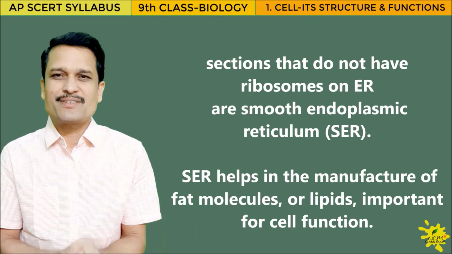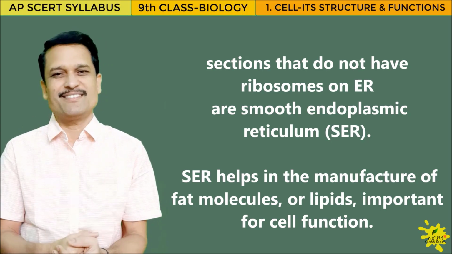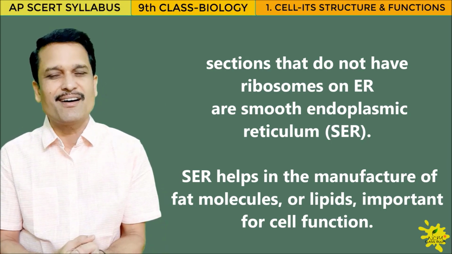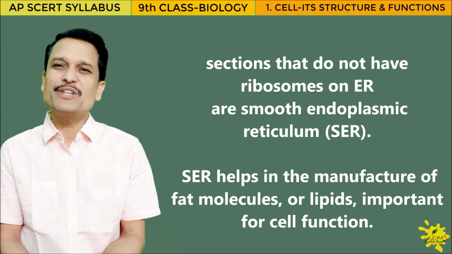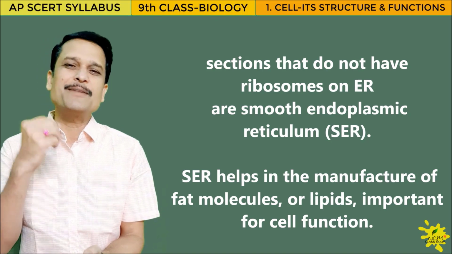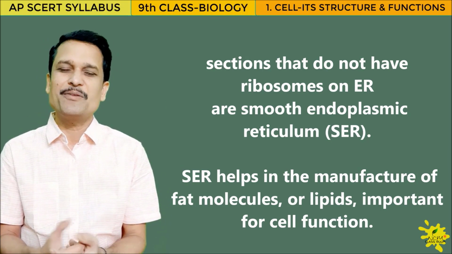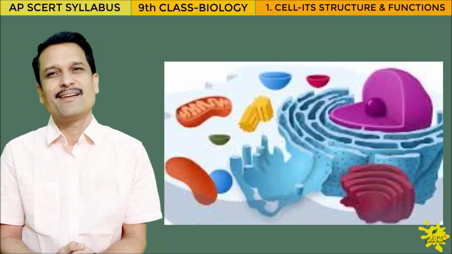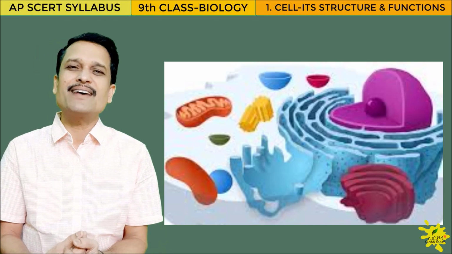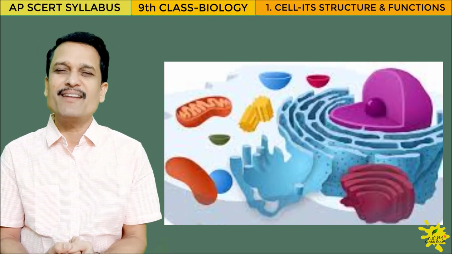And another part of the endoplasmic reticulum is where the ribosomes are absent, not located on their surface, so it appears smooth. That is called smooth endoplasmic reticulum. SER helps in the manufacturing of fat molecules or lipids, which are important in cell functions. The manufactured proteins and lipids are then sent to various places in the cell depending on need.